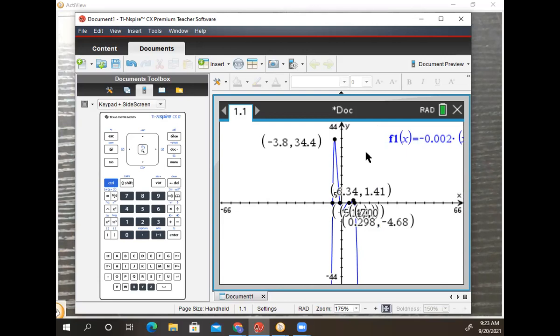So it's a global maximum at negative 3.8, 34.4. And then since our graph goes down forever, we don't have any global minimums. So I'm going to write none on the line for global minimums.